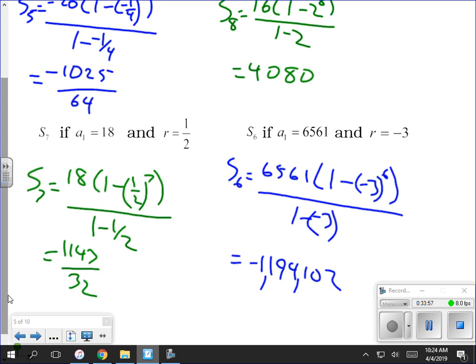That's only 6 numbers in the series. And that already comes out to negative 1 million. It's only adding 6 numbers together. The geometric numbers, they can grow big very quickly. That's their design. And if you already start out big with 6561, it's going to get really big in a hurry. Times 3 times 3 times 3 times 3 times 3. Even though it changes sign every other number, it's still going to get big in a hurry. Okay?